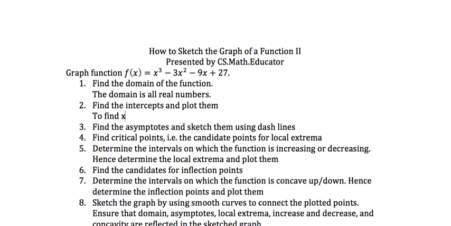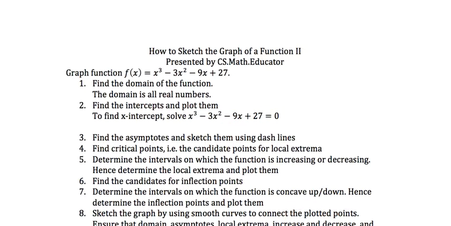To find the x-intercept, we just need to solve f(x) = 0. So in this particular problem, we need to solve x^3 - 3x^2 - 9x + 27 = 0. We will solve this by using factoring. To factor this, I first group x^3 - 3x^2 together. Then I group -9x + 27 together.